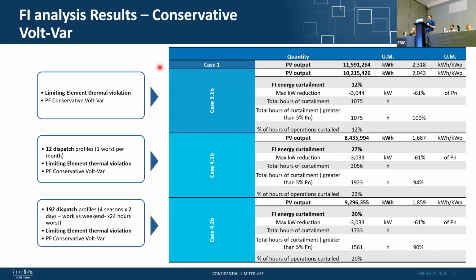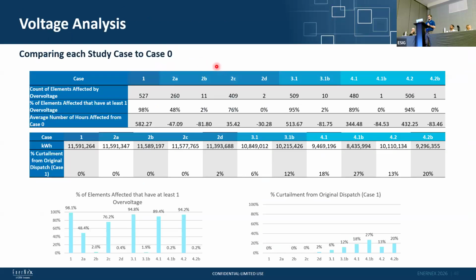Just interesting results. These are mostly the thermal violations, and then some of the voltage violations. Why would we not choose... You can see these graphs here. 2B has small percents of elements that are being affected by an overvoltage. 2D as well. But why would we not choose those? We didn't show the results of 2A through D, but they ended up having a lot of thermal violations along the feeder. So that's why those aren't really viable options when you compare them to 3.1, 4.1, and 4.2.